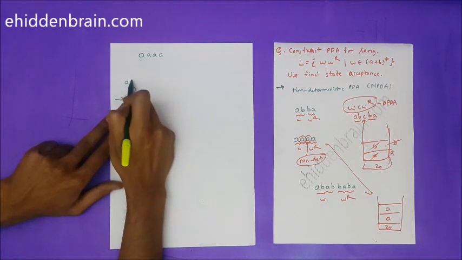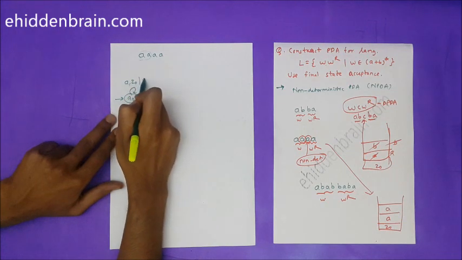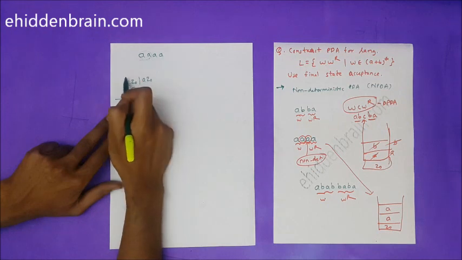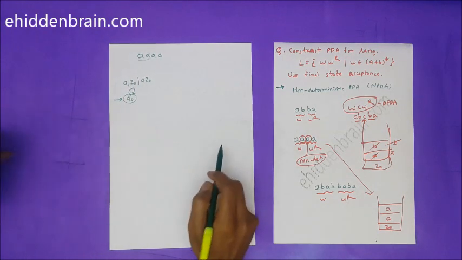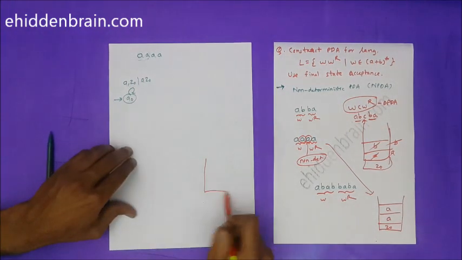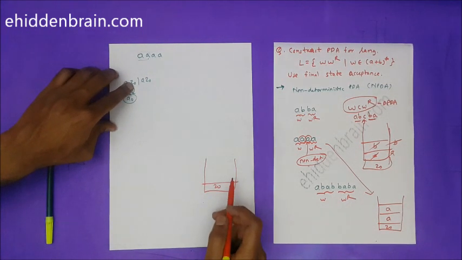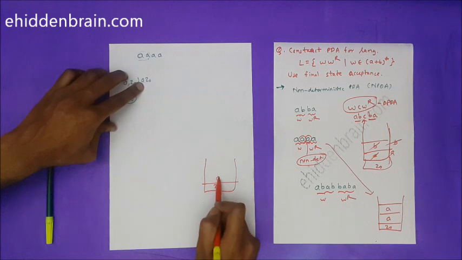So when I get A and Z0 is top of the stack, I will push that A. Similarly, if I get the next A, means second A, who will be top of the stack? Let's have the stack also. So at the start, Z0 is top of the stack. When I get the first A and Z0 is top of the stack, I will push A, right? So A will be pushed.